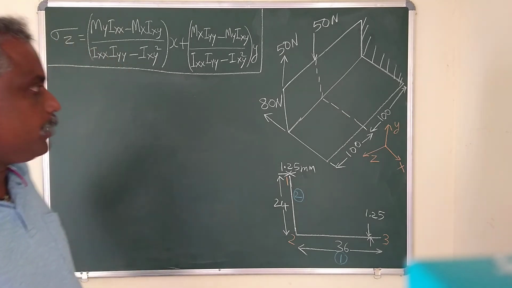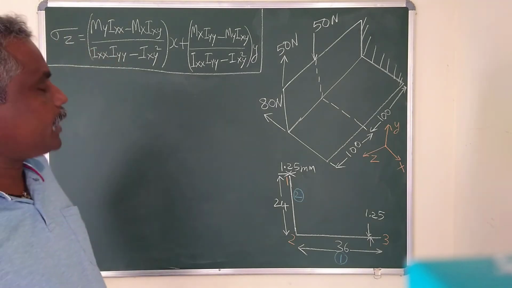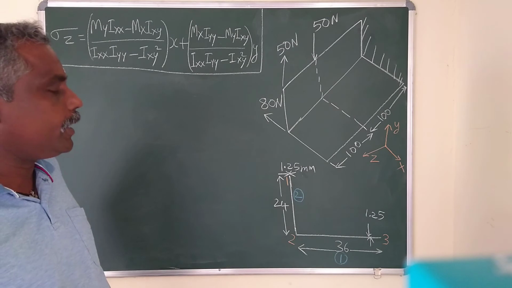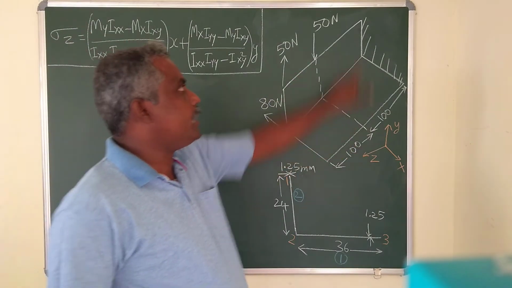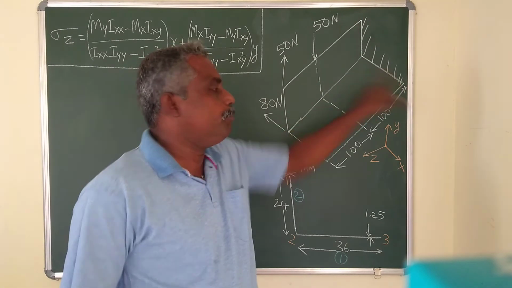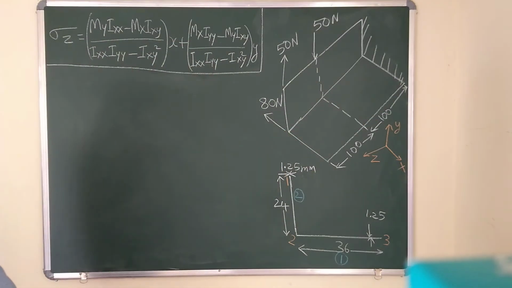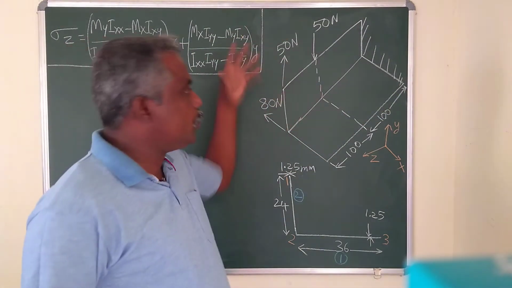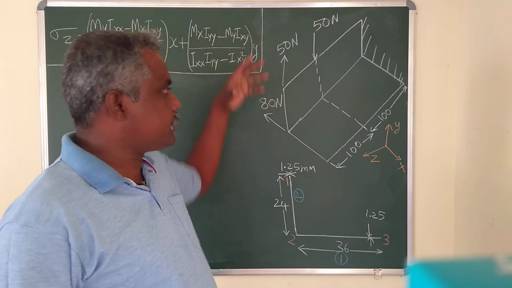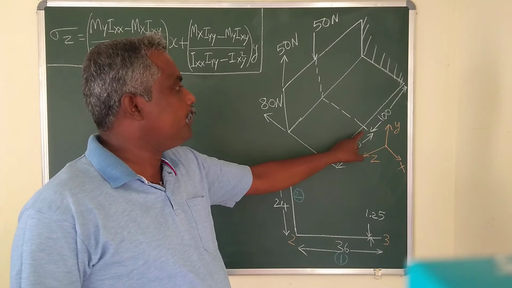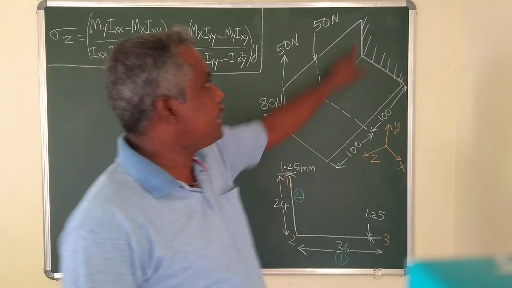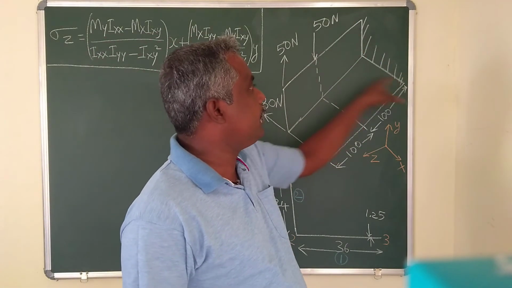So the problem statement is, it is required to calculate the stresses due to bending at halfway along the beam and also at the built-in end of the beam. Okay, we have to find out the stresses due to bending due to these loads, at halfway along the beam and also at the fixed end or built-in end of the beam.